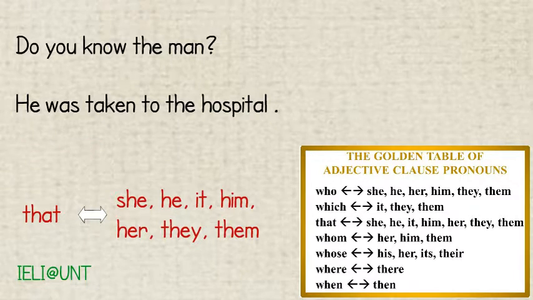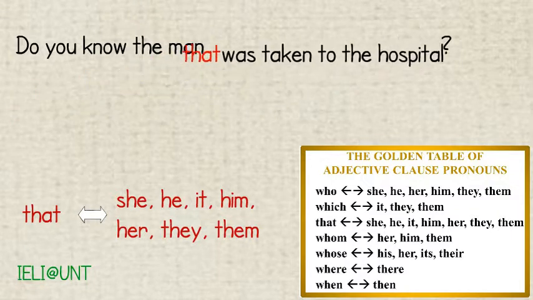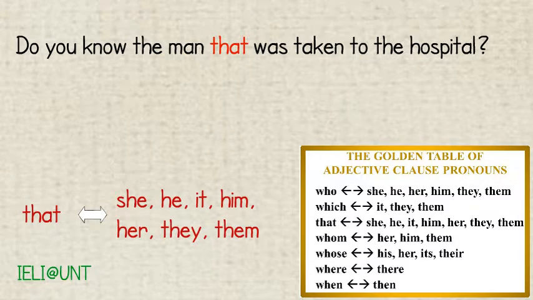Now we make changes to the second sentence. We change he to that, and then move that to the beginning. In this case, it is already at the beginning, so it doesn't seem to move. Finally, we insert the adjective clause into the first sentence, right after the antecedent. Well, that's all there is to it. Now try some examples for yourself.